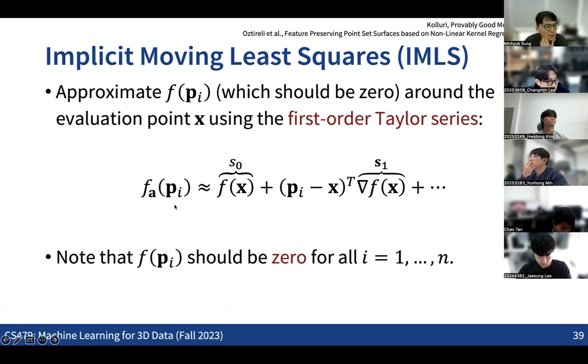So here the question is how we can find the function, now parameterized in this way with the zeroth order, first order, and second order derivatives, such that the function value becomes 0 for all the points that we have. So basically it's nothing but using the expansion for the approximation. But this kind of first order approximation can only be used when the query point is close to these points, right?